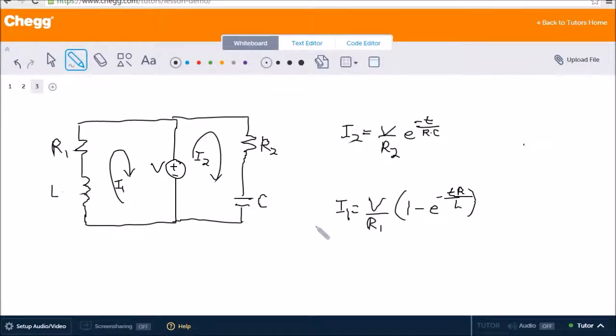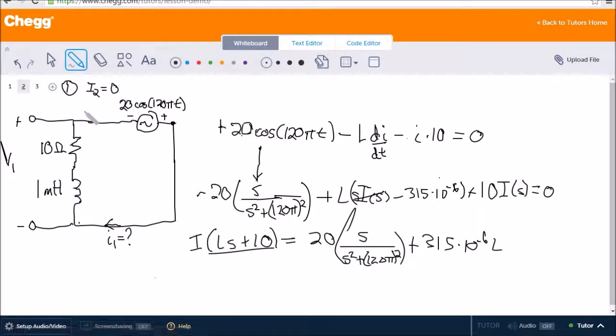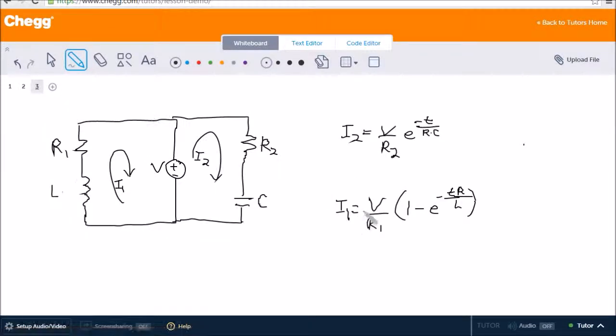We did the same thing in the other part of the superposition. So keep in mind that your I1 will be the I1 that you find here, whether you decide to use differential equations or Laplace transforms. It'll be that I1 plus the new I1, which is this. Your I2 in the other circuit was 0, so 0 plus this I2 will be your final answer right here for your I2.